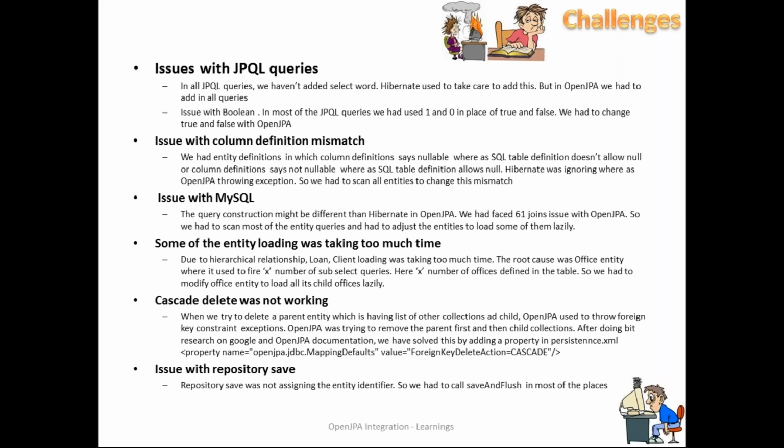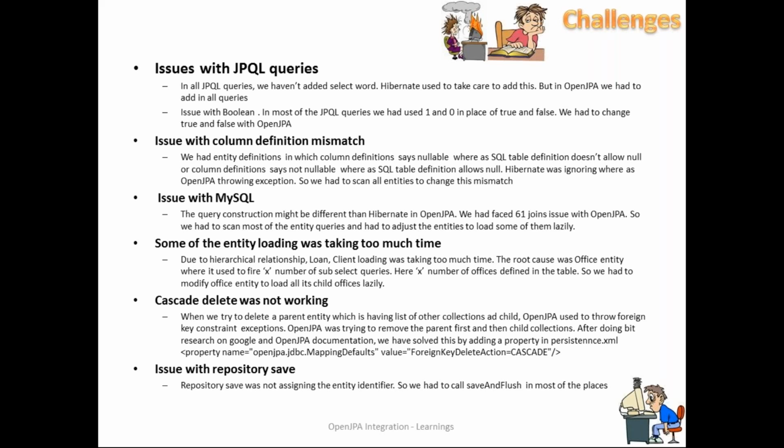Now, in the same way, we have issues with repository save also. In Hibernate, when you call a parent entity, let's say you say entity repository dot save of loan, automatically it used to save all the child entities, and it used to even assign the expected foreign key IDs and primary key IDs of the transactions and other things. But in case of OpenJPA, unless you use save and flush, it won't assign IDs to the child entities. For that matter, any primary key ID will not be generated until you use save and flush.